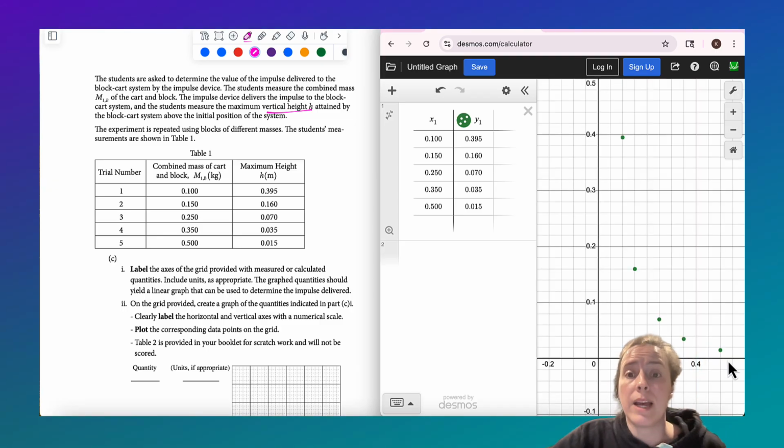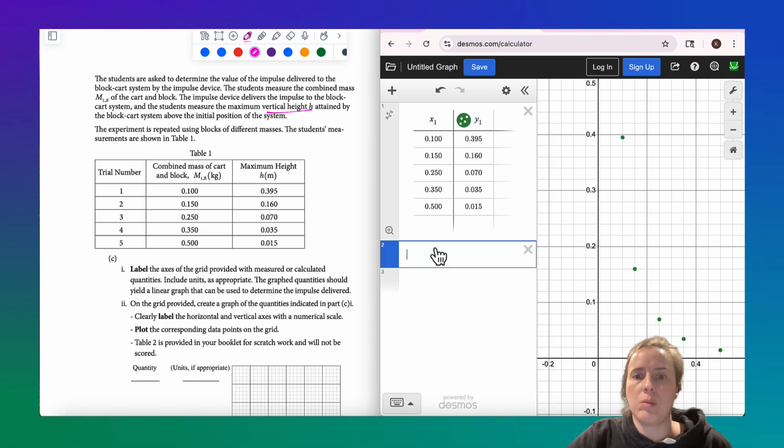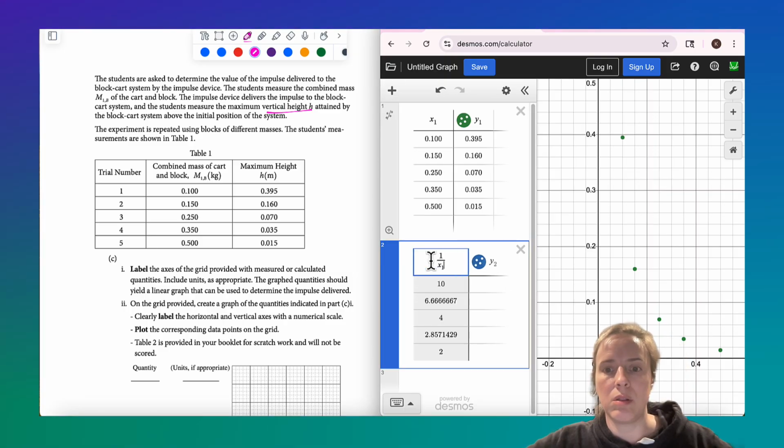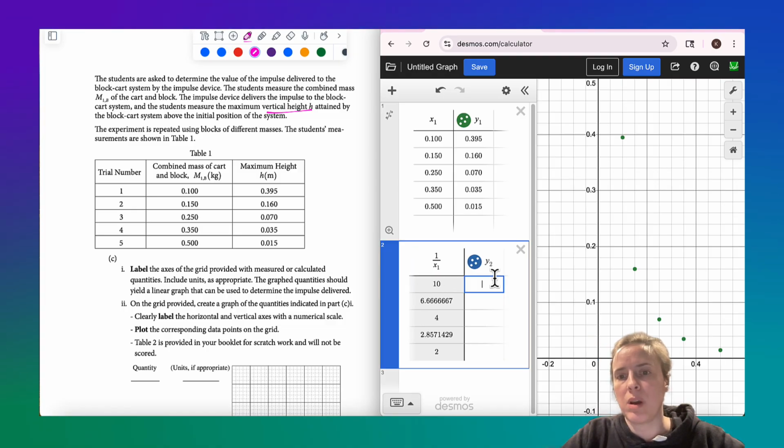Ooh, that is an inverse relationship right off the bat. See how it goes down like that? So what we can do, I could do 1 over x1 like this, and it would automatically calculate it for me. It will not automatically copy over my y values though. I have to type those back in.